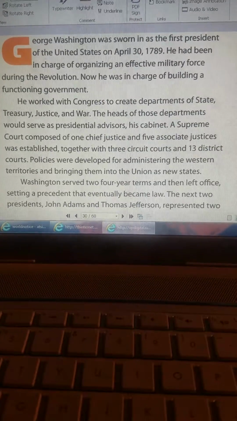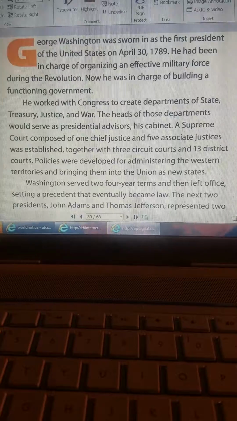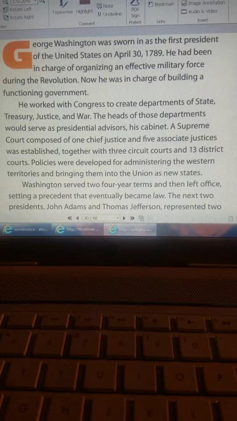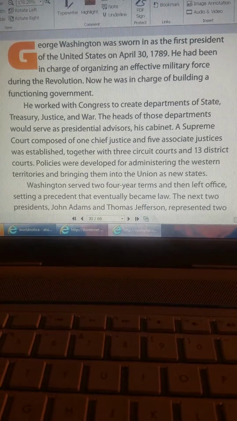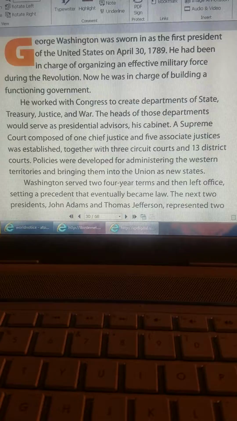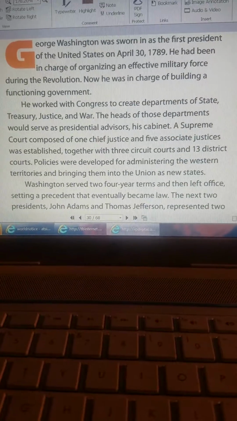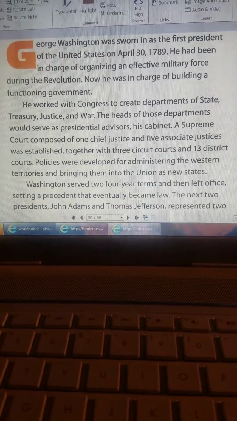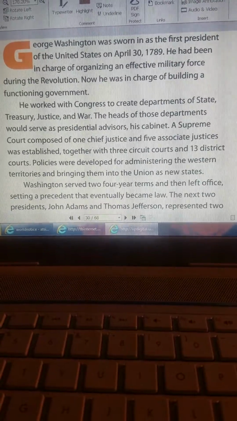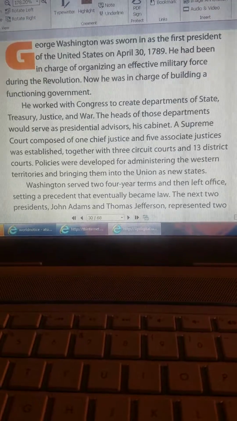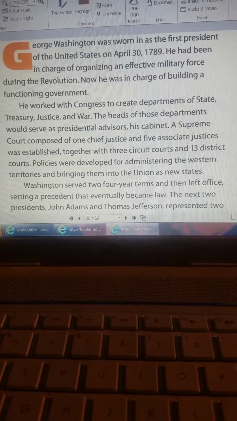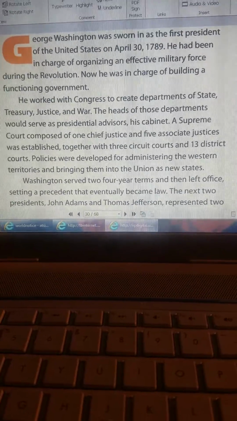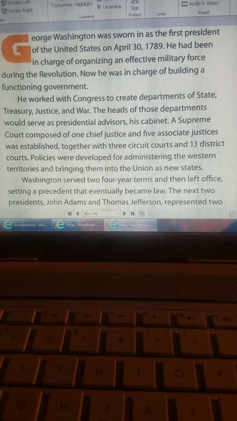He worked with Congress to create departments of state, treasury, justice, and war. The heads of those departments would serve as presidential advisors, his cabinet. A Supreme Court composed of 1 Chief Justice and 5 Associate Justices was established together with 3 circuit courts and 13 district courts. Policies were developed for administering the Western territories and bringing them into the Union as new states. Washington served 2 4-year terms and then left office, setting a precedent that eventually became law.